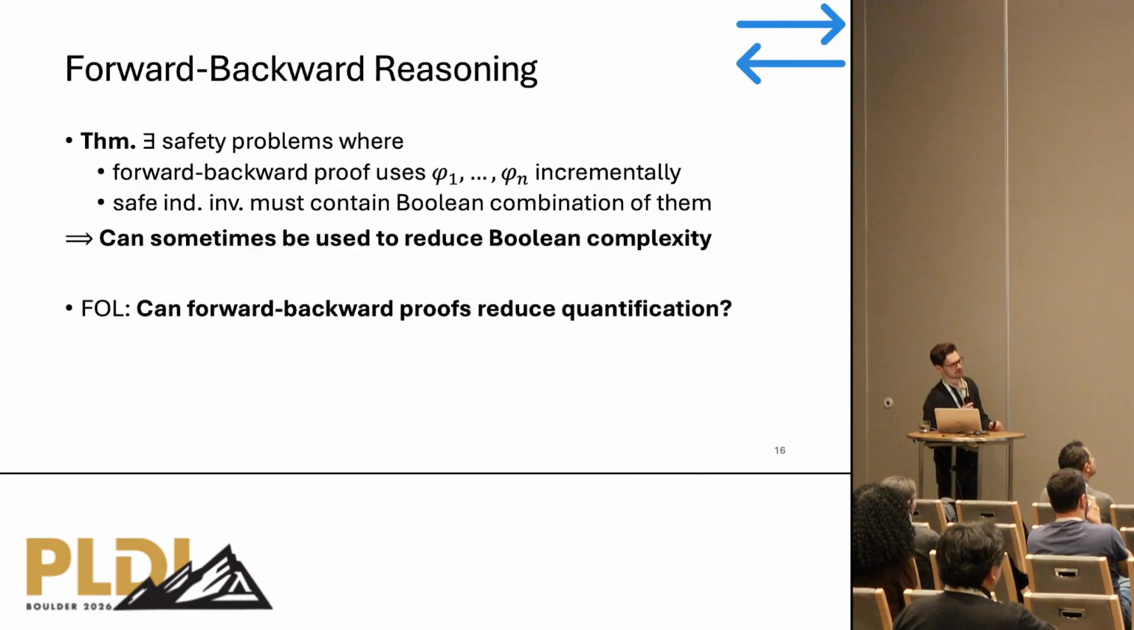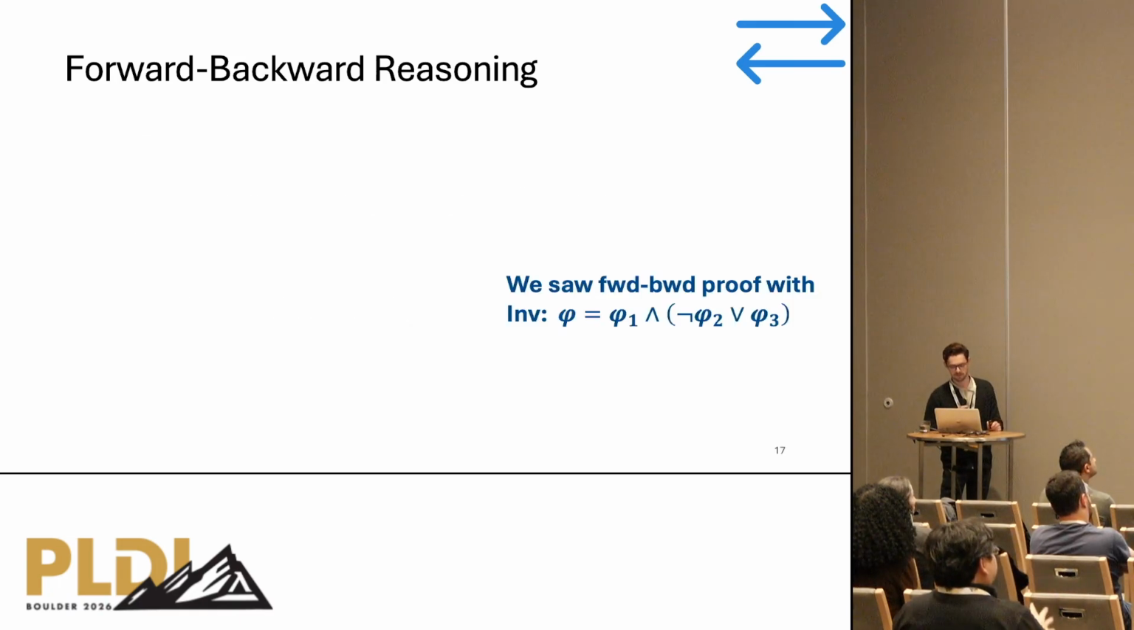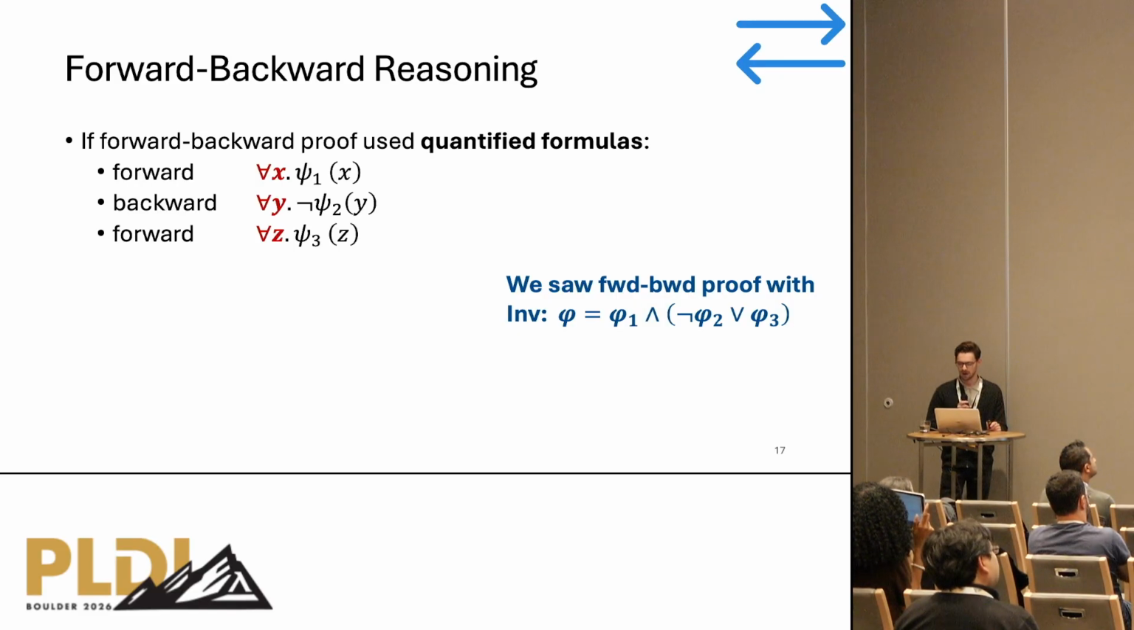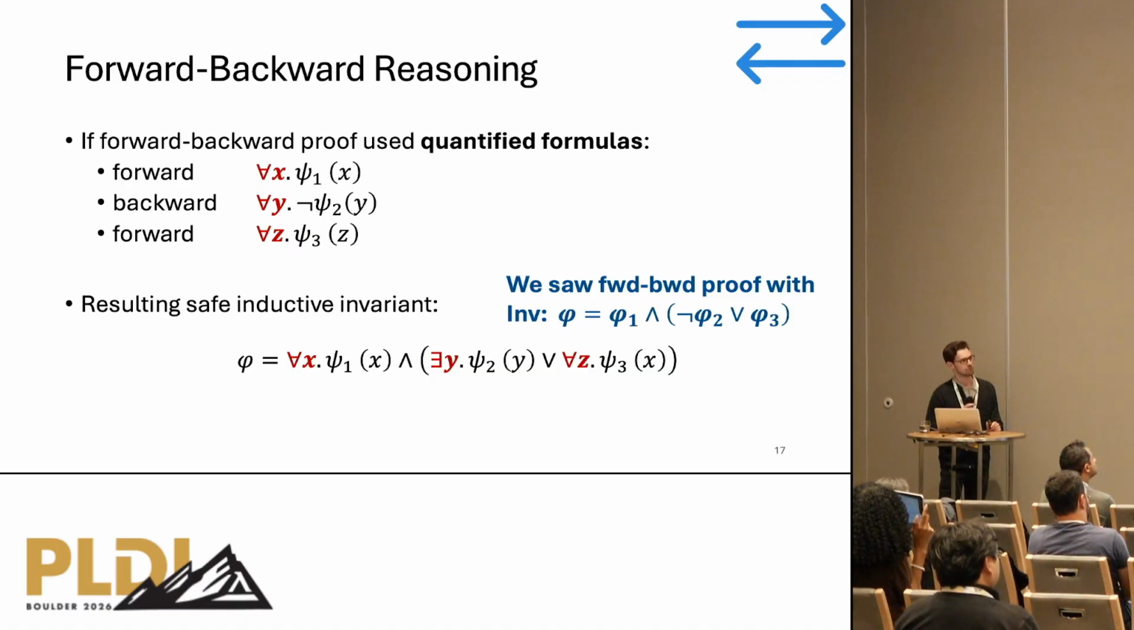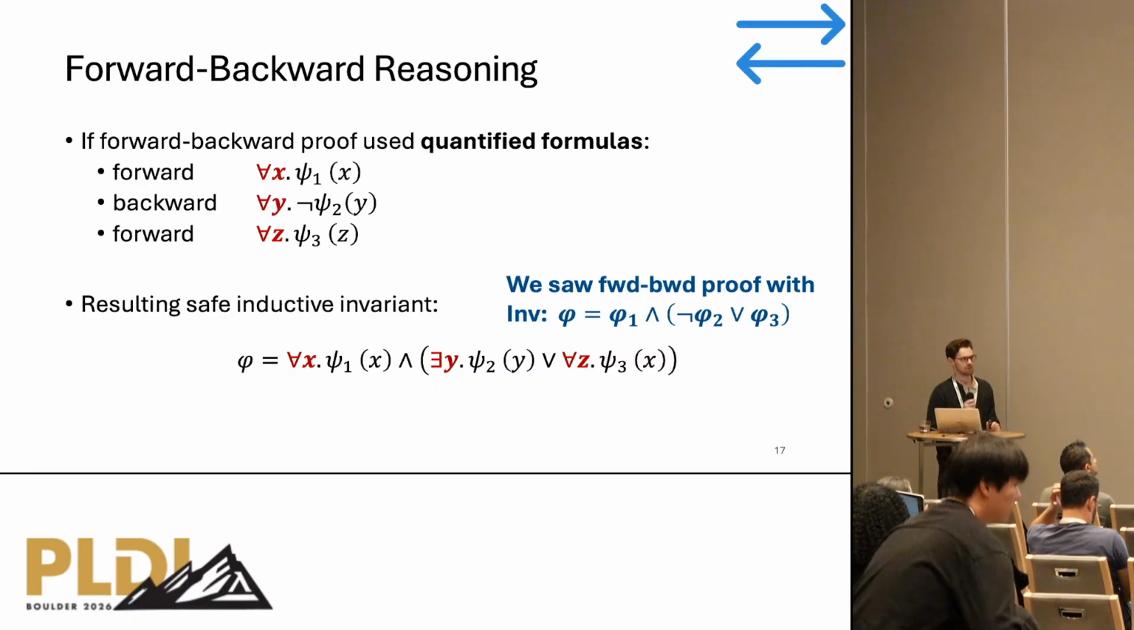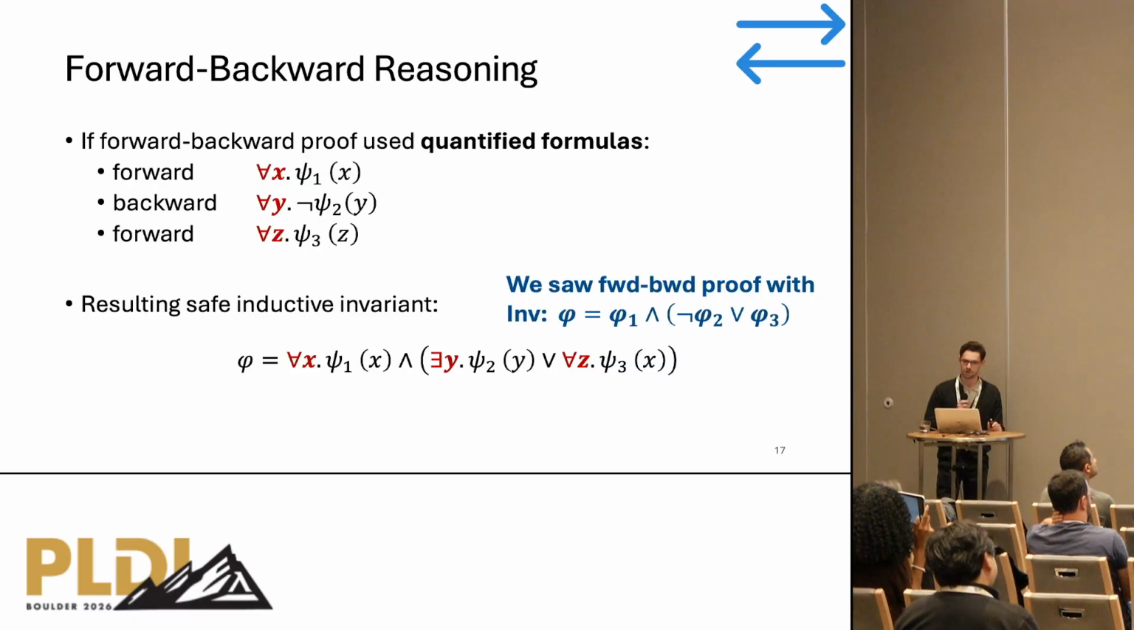Now, of course, we're operating in the setting of first-order logic, so the obvious question is, can we use this to reduce the kind of quantification in formulas? And the answer is partially. So we saw before the forward-backward proof that resulted in this equivalent safe inductive invariant, which means that, for example, if these formulas were universal formulas, then the resulting inductive invariant would have included 3 quantifiers, and one of them an existential quantifier. So if the formulas that we use in the forward-backward proof contain quantification, we may have reduced the number of quantifiers that we need in a formula, in each formula used in the proof.